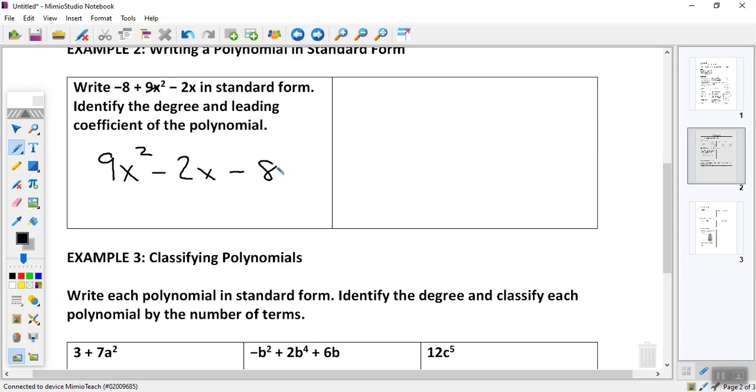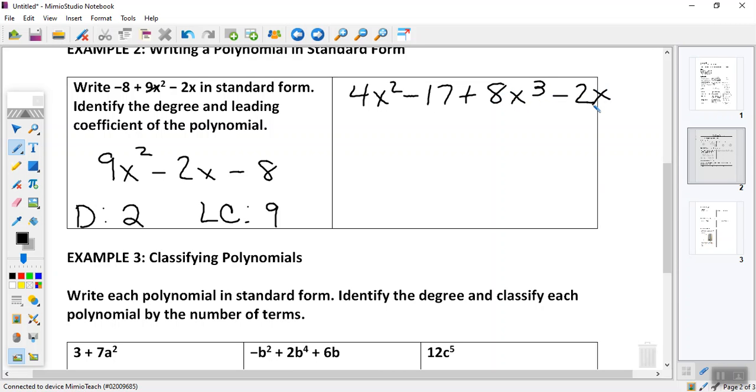Oh, there's more questions. Identify the degree. What is the degree, kids? The degree is actually just of one term. So what's the highest degree in one term? So the degree is 2. They also want the leading coefficient here, kids. 9. The leading coefficient would be 9. You guys try this one. Okay, put that in standard form, identify the degree, and then leading coefficient.